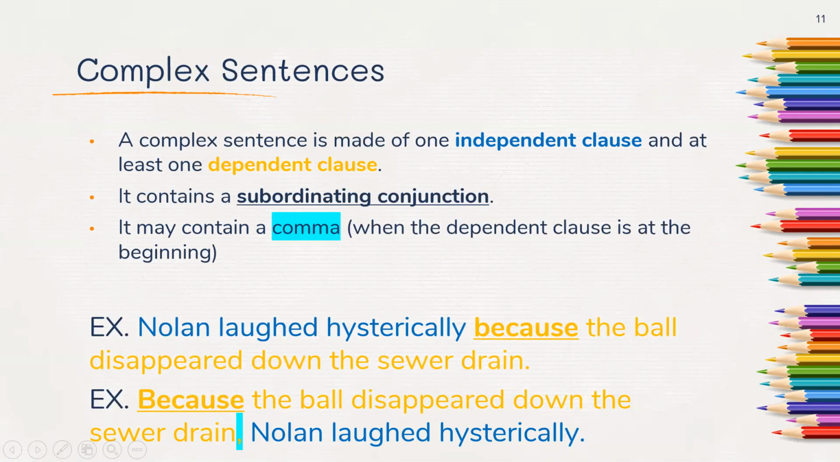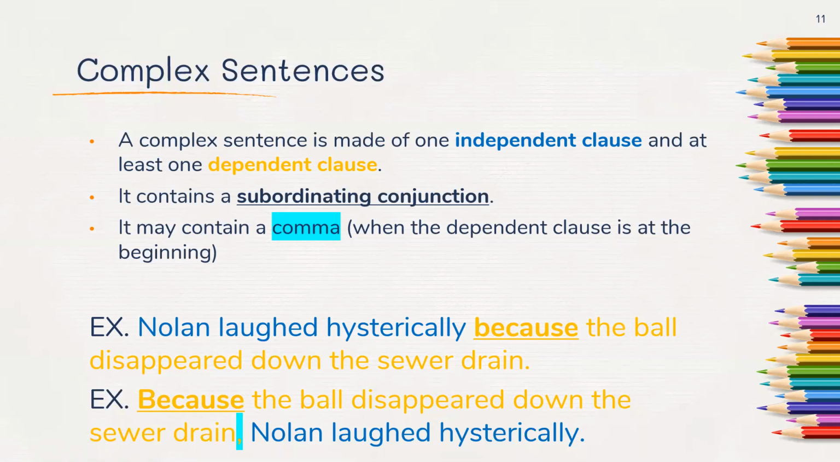Nolan laughed hysterically because the ball disappeared down the sewer drain. So my independent clause, or my part of this complex sentence that could stand on its own and be a sentence all by itself, is Nolan laughed hysterically. Nolan is the subject, laughed hysterically would be that complete predicate, and that could be a sentence all by itself.